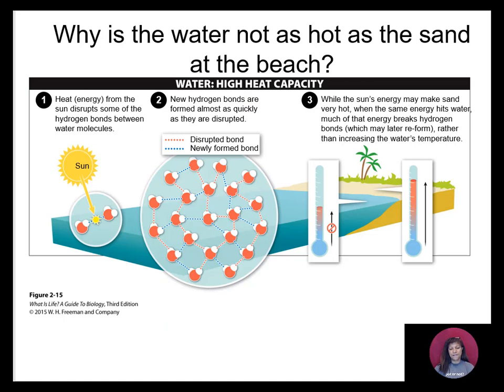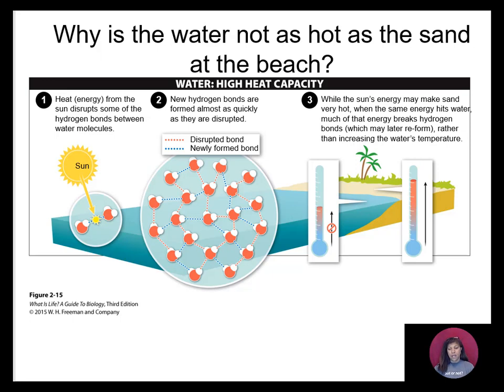But here's another question. Why is it when you go to the beach and you take off your shoes and step on the sand, the sand is extremely hot, right? You run to the water and suddenly you step in the water and the water is cool. Why is that? The exact same sun with the same radiation is hitting both the ocean water and the beach. Why is the ocean water not as hot as the sand?